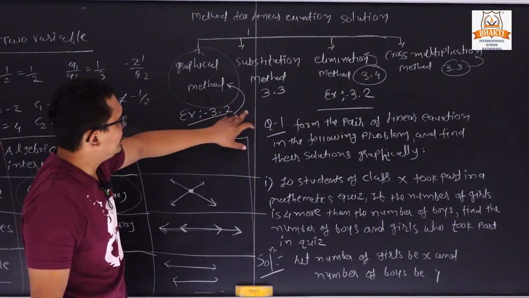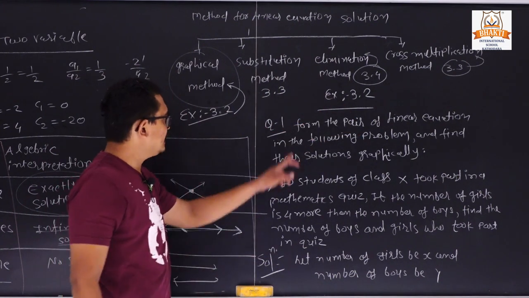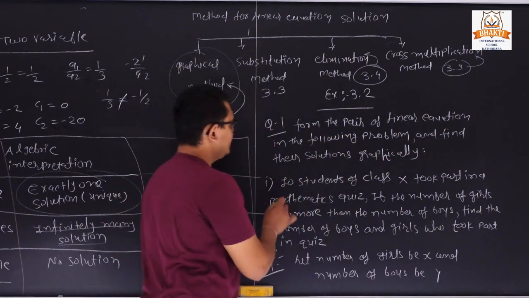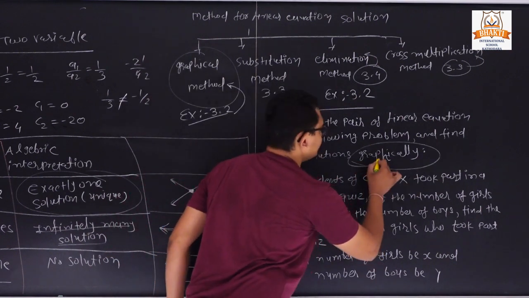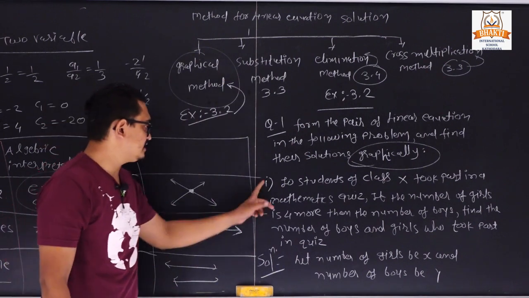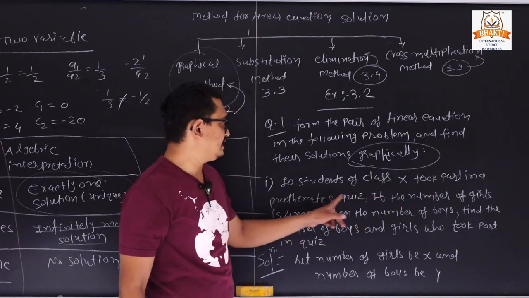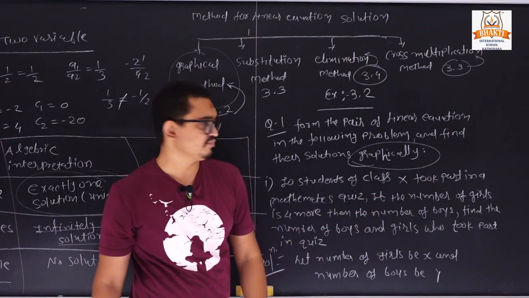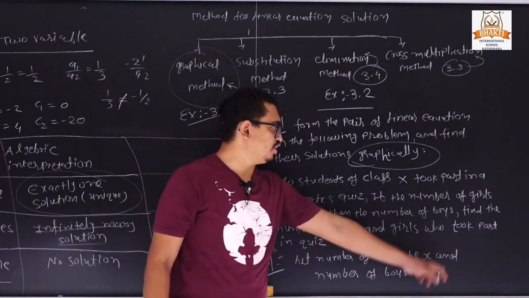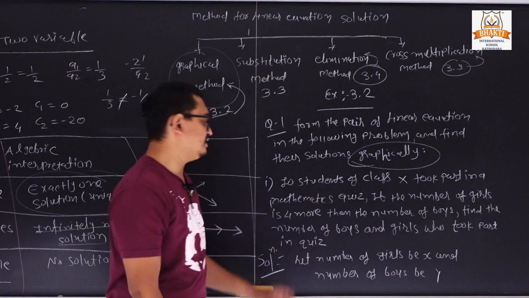For that we are taking the first example from exercise number 3.2. Here they are asking, from the pair of linear equations in the following problem, find their solution graphically. It means we can use the first method, the graphical method. The first example: 10 students of class 10 took part in a mathematics quiz. So we have a total of 10 students. If the number of girls is 4 more than the number of boys, find the number of boys and the number of girls who took part in the quiz.